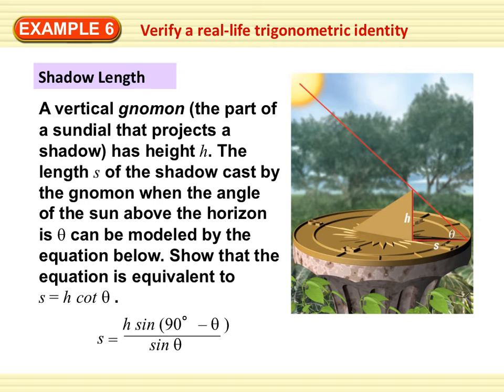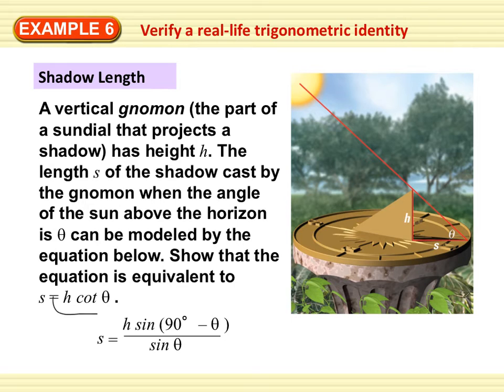All right. A vertical gnomon, the part of a sundial that projects a shadow, has a height h. The length s of the shadow cast by the gnomon when the angle of the sun above the horizon is theta can be modeled by the equation below. Show that the equation is equivalent to s equals h cotangent theta.